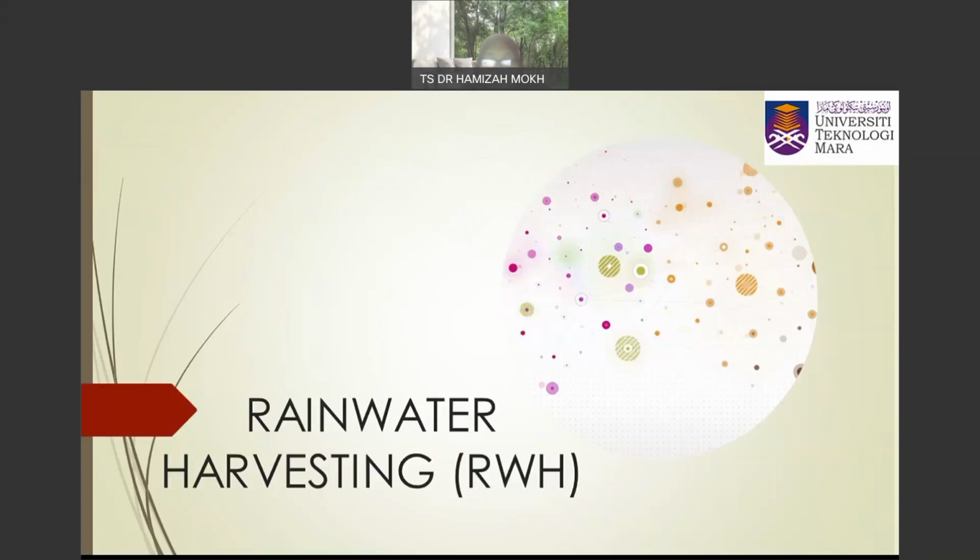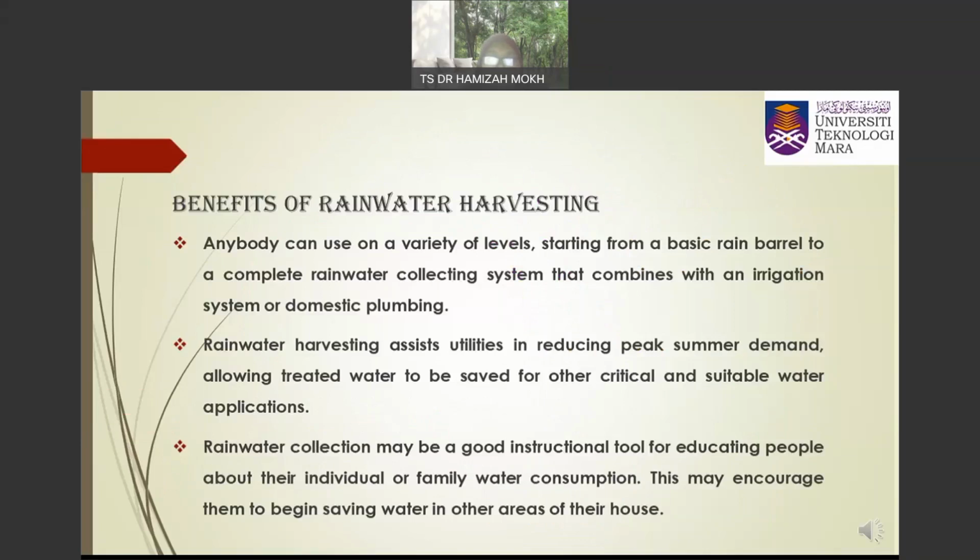Next is advantages of RWH. Anybody can use it on a variety of levels, starting from a basic rain barrel to a complete rainwater collecting system. Sometimes the RWH is combined with an irrigation system or domestic plumbing. The RWH assists utilities in reducing the peak summer demand and allowing treated water to be saved for other critical and suitable water applications. So we can reduce the usage of fresh water during the higher demand, which is basically on the dry season.